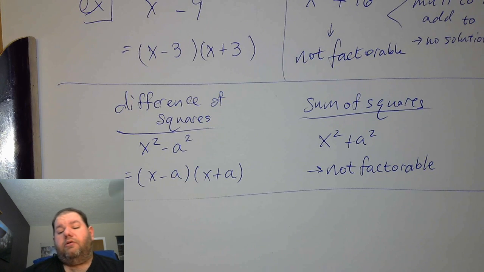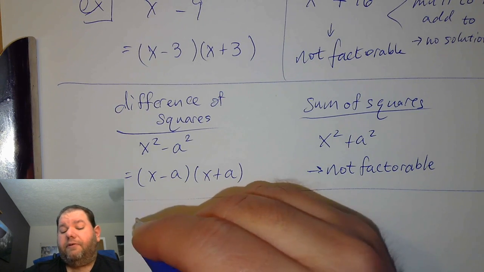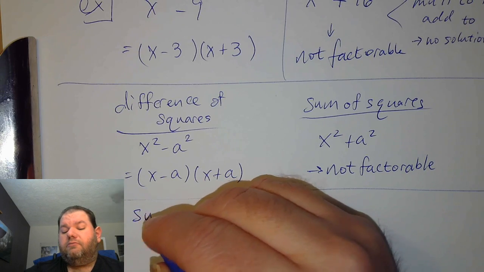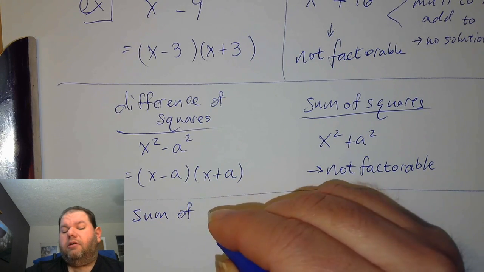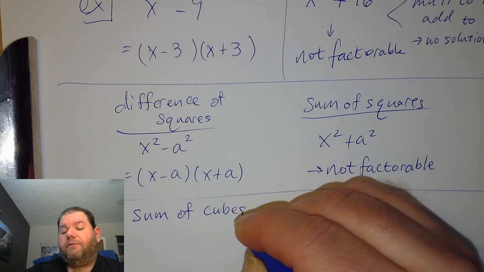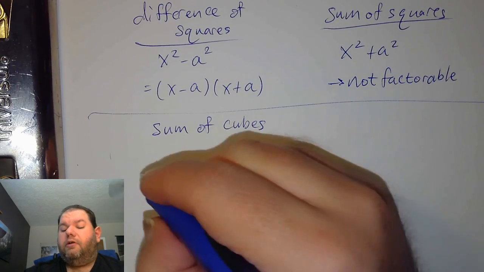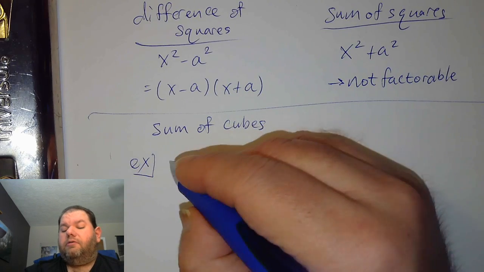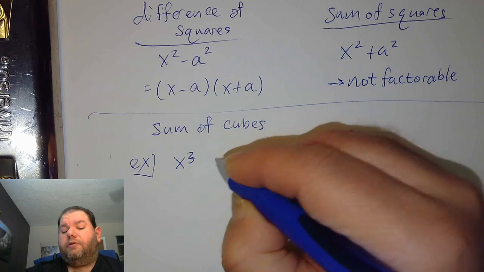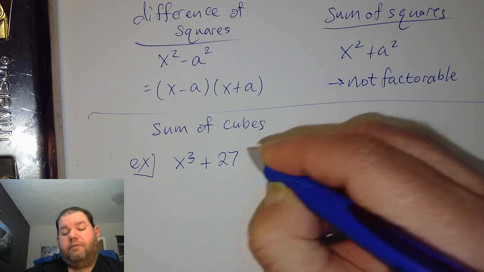Now, there are other special products that we have. That is the sum and difference of cubes. Now, these are more difficult. Let's look at the sum of cubes first. For example, you have x to the third plus 27.